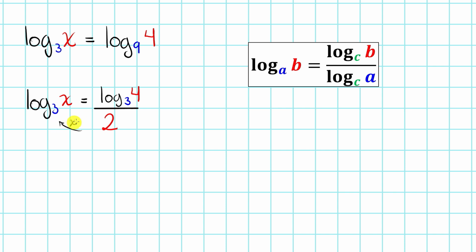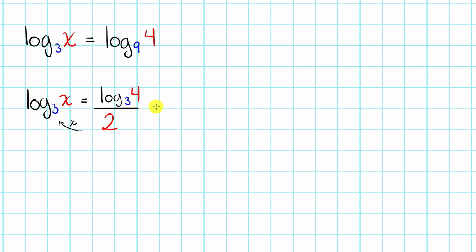To eliminate this division, we move it to the other side of the equation by applying the opposite operation, which is multiplication. As a result, we obtain a new equation where we now have number 2 multiplying the logarithm with base 3 of x on the left side, while on the right side, we keep the logarithm with base 3 of 4.